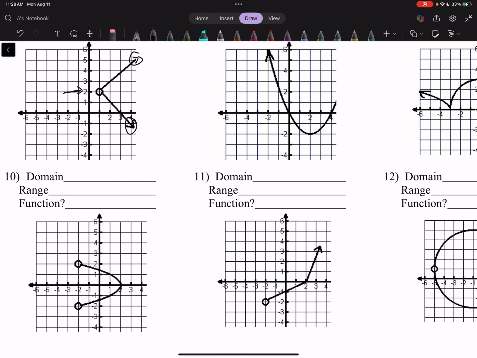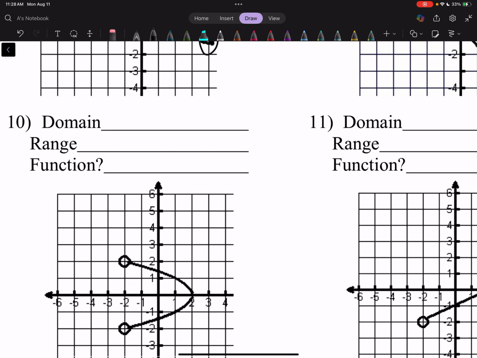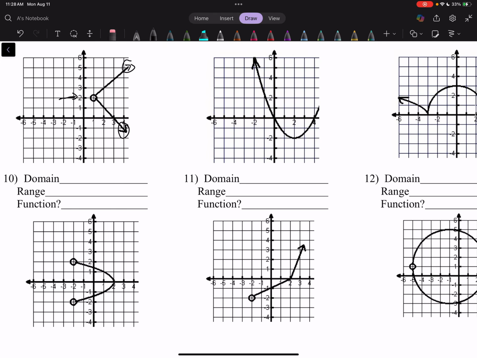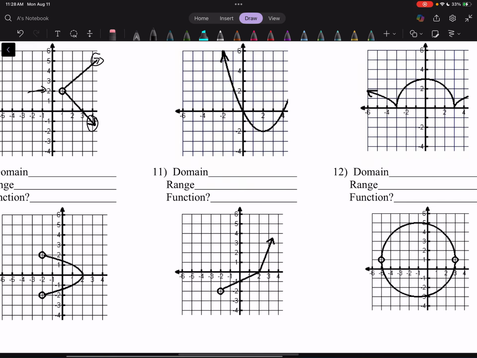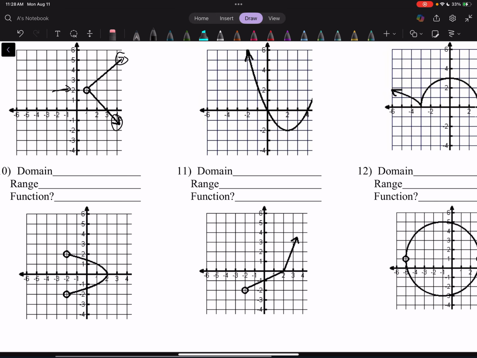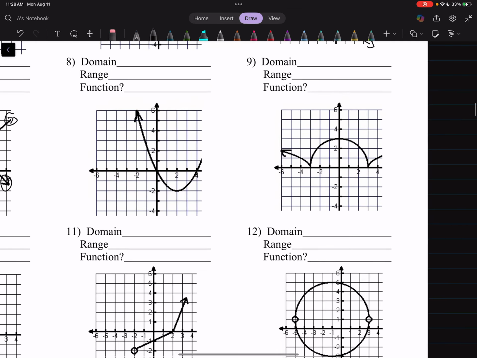I want to do 10 and 12 for this. Actually, I'm going to do 8 and 12. Because I think if you can do 12, you can certainly do 10. So 8 and 12.